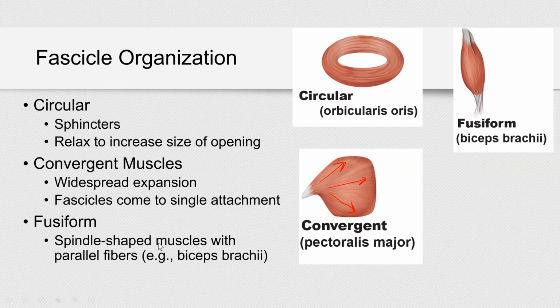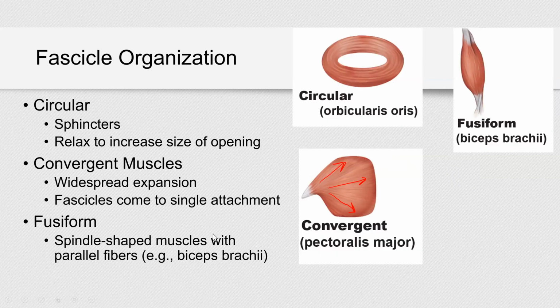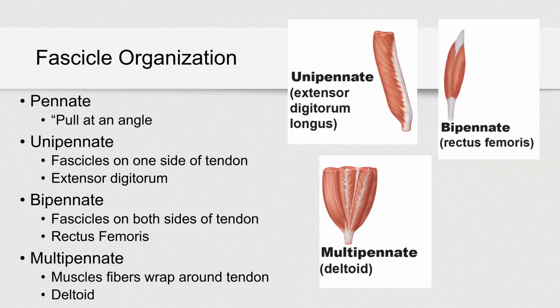So here's our fusiform again. Fusiform is when we have spindle-shaped muscles with parallel fibers. If you look over here, we already mentioned that we have a parallel arrangement, right? And one example of parallel arrangement will be fusiform, when we have parallel fibers and a belly of a muscle. Biceps brachii and triceps brachii would be examples.